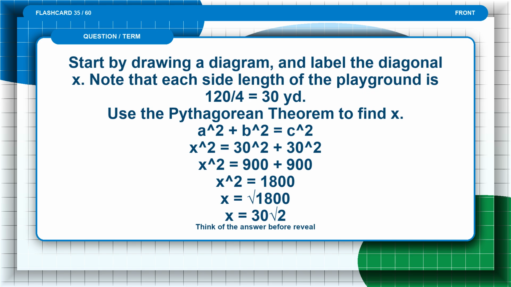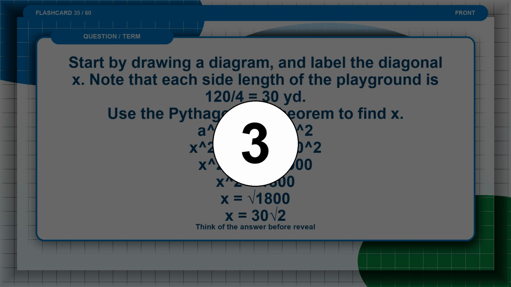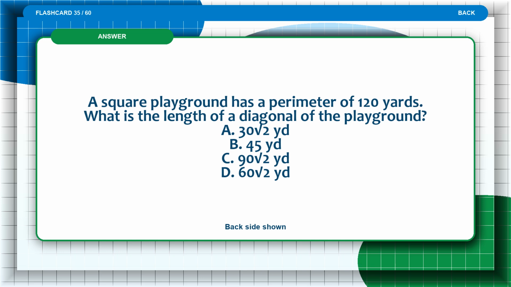Think of the answer before the reveal. The answer is: a square playground has a perimeter of 120 yards. What is the length of a diagonal of the playground? A. 30√2 yd, B. 45 yd, C. 90√2 yd, D. 60√2 yd.